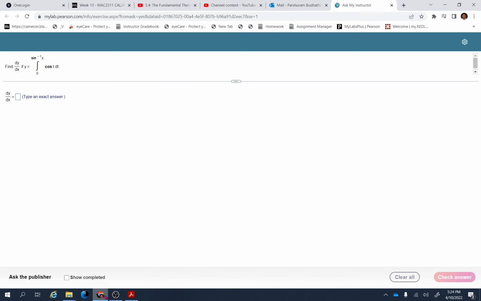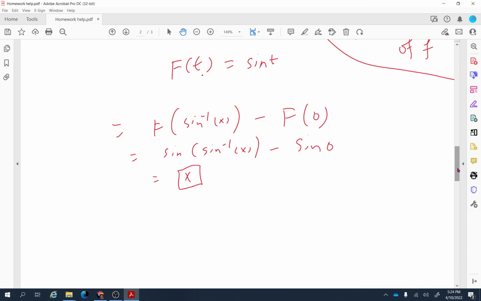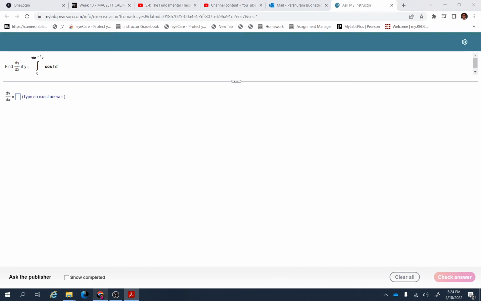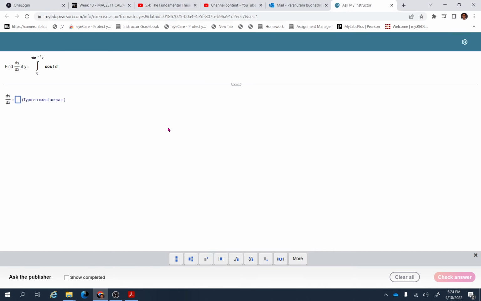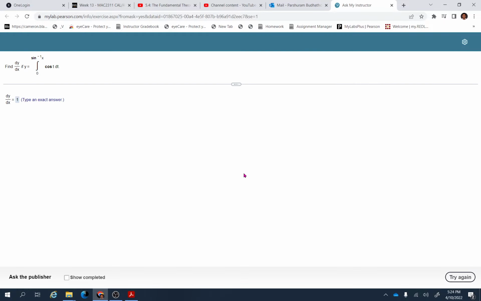But in this particular problem we need to find the derivative of y with respect to x. So what is the derivative of y with respect to x? The derivative of y with respect to x would be the derivative of x with respect to x, which is 1. Okay, so we're going to plug 1 here. That's how we do this problem.